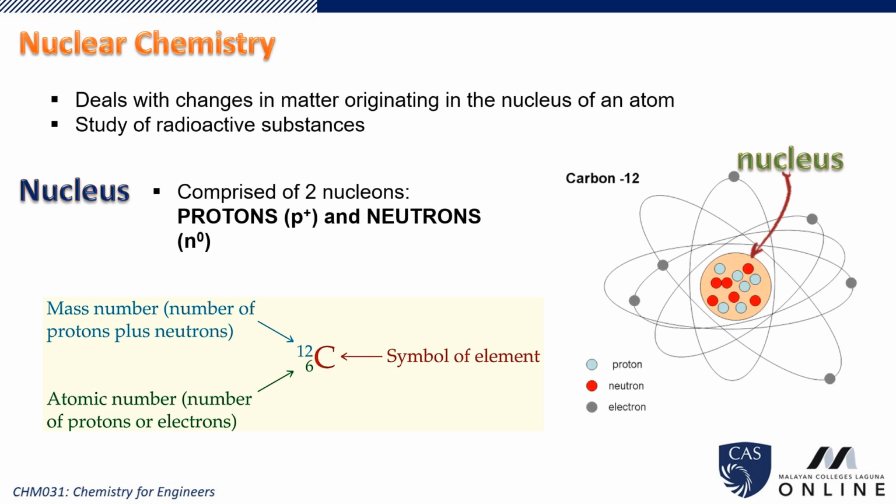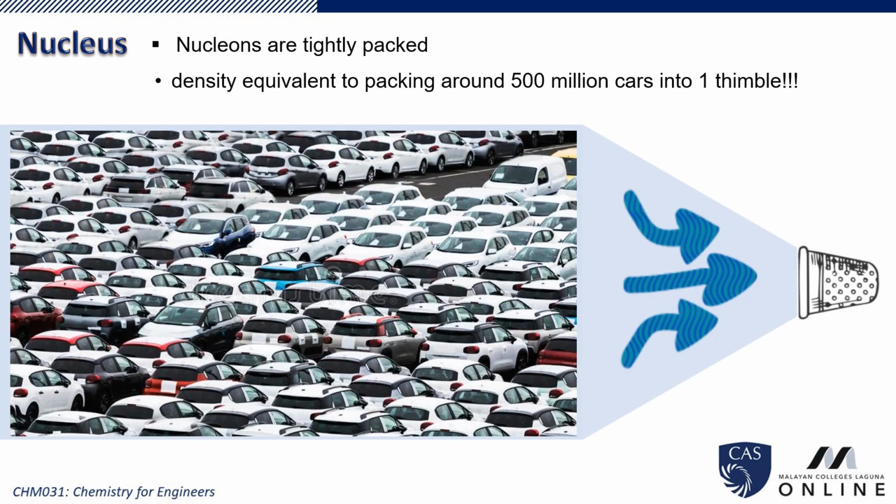Now, nuclear chemistry deals with the changes that occur in the nucleus of an atom. The nucleus contains the protons, which are positively charged, and the neutrons, which are neutral. These are collectively called nucleons. Now, the nucleus is extremely dense. To give you a perspective about its density, it is actually comparable to compressing hundreds of millions of cars into a very small volume. This indicates that the nucleons are tightly packed and strongly bound.